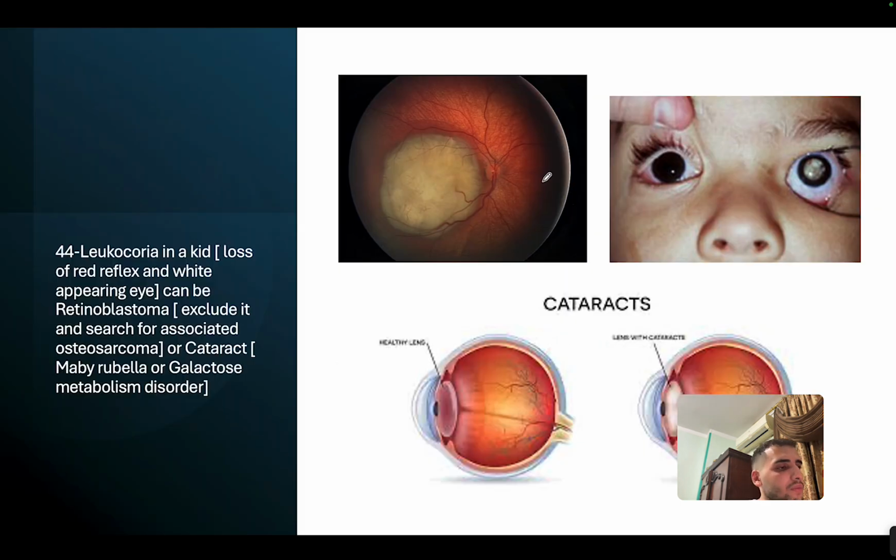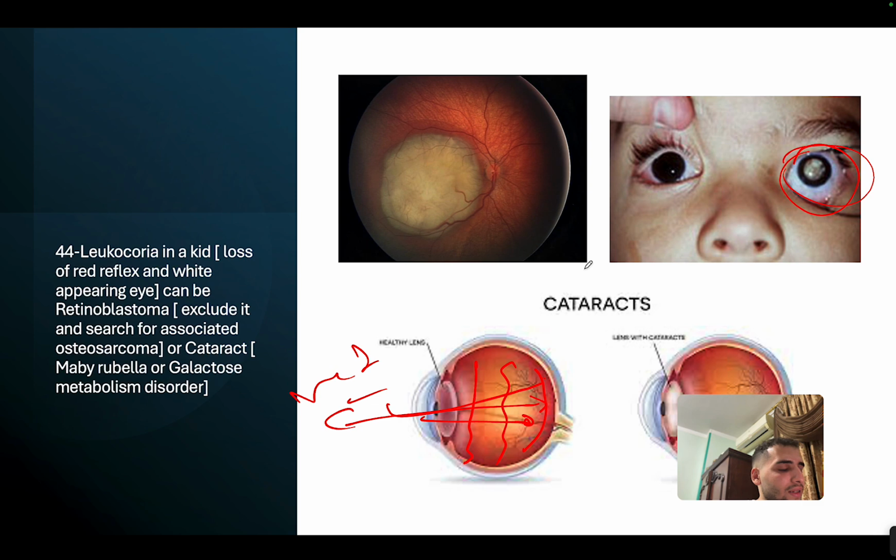Okay. The next important stuff is when you see leukocoria in a kid. Now leukocoria is that when you photograph the kid, or when you photograph yourself using a flashlight, usually our eyes appear red, right? And the reason for that is that light will enter and then it will reflect the red color of the retina, so our eyes will appear red. Now if there is a problem here that's preventing light from entering, it will cause leukocoria.